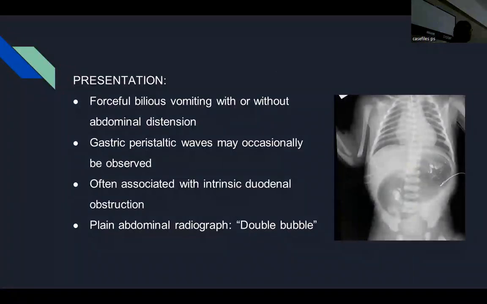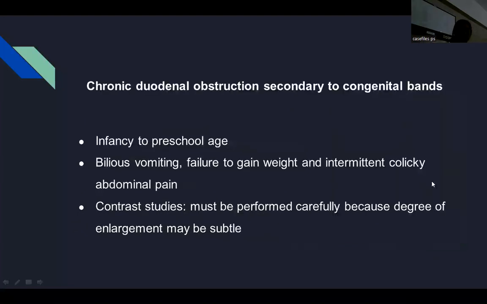They usually present with features of proximal bilious vomiting with or without any abdominal distension, since the obstruction is proximal. Sometimes there can be visible gastric peristalsis as well, and it is often associated with intrinsic duodenal obstruction in the form of a duodenal web as well. Sometimes whenever there is an extrinsic obstruction to the third part of the duodenum, they can even present with a double bubble appearance as well.